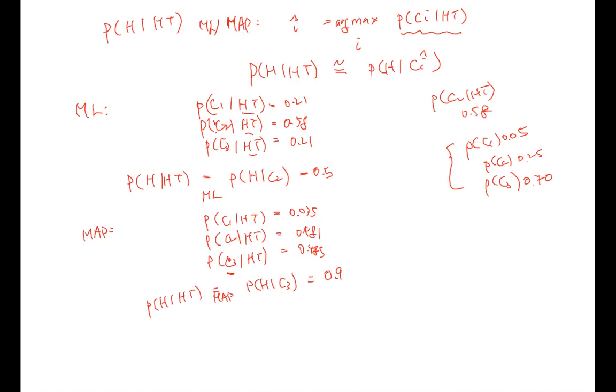So is that clear now, for maximum likelihood and MAP? You see, this kind of estimate has some problem. For MAP here, if I adjust this value a little bit, I can get C2 to be better than C3. Maybe I can just scale this 0.7 down a little bit to 0.65 or something.